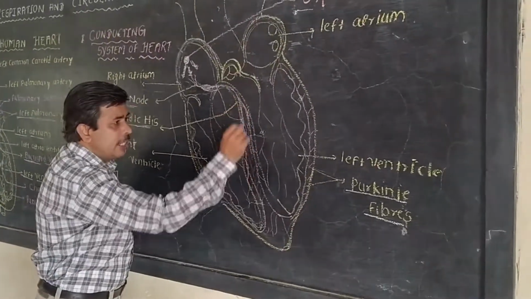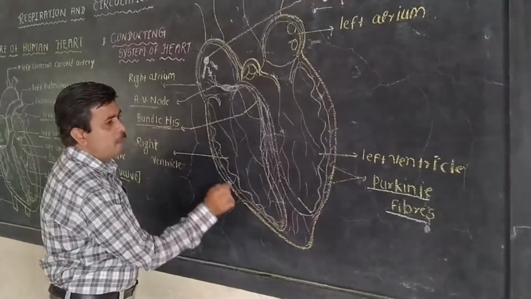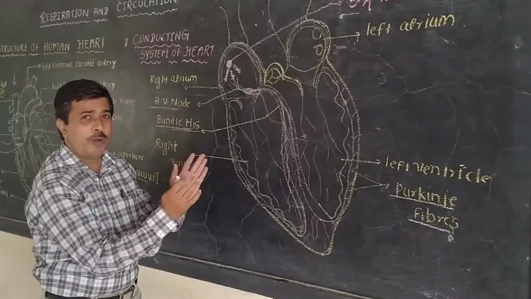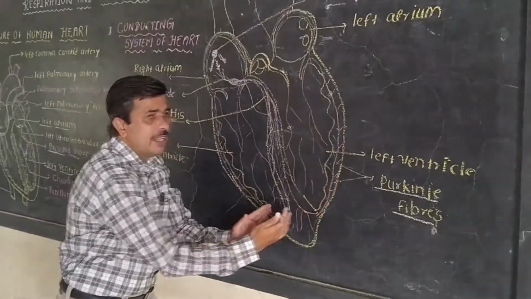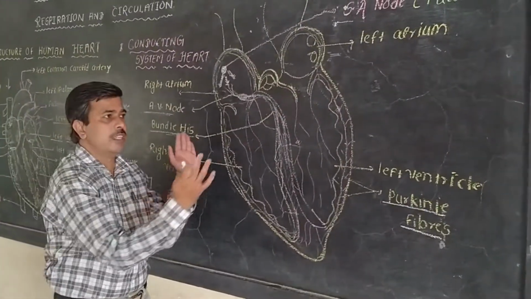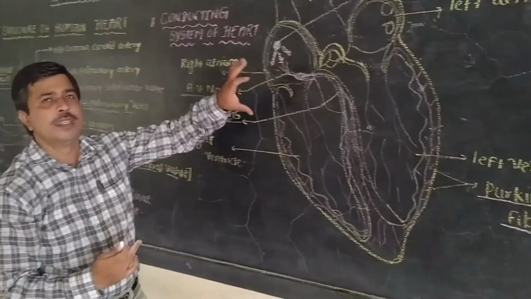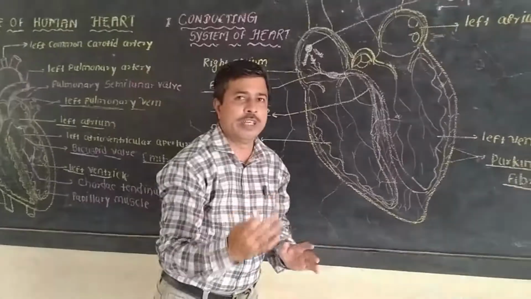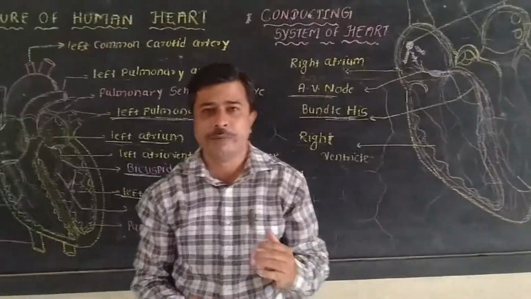It reaches the bundle of His, and then the Purkinje fibers, and lastly the impulses spread to the wall of the ventricle, and as a result the complete ventricle is contracted, and after some time the whole heart is relaxed. So it is known as the contraction. In this way, the contraction and relaxation of the heart take place.